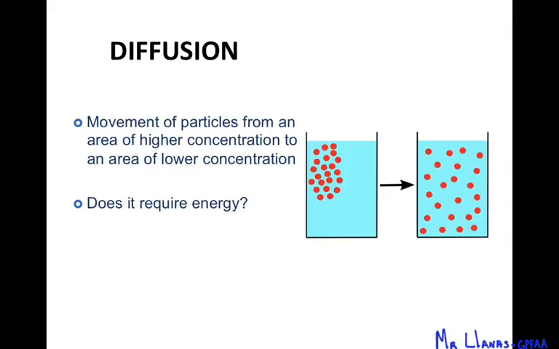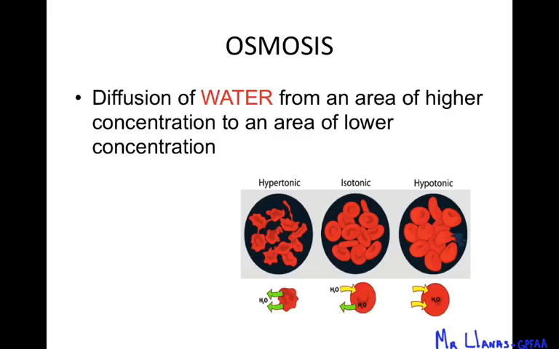Diffusion, the first example, is just moving particles from an area of high concentration to low concentration, and it does not require energy. This has nothing to do with water. Okay, diffusion is just any type of particle, gas, ion, any type of liquid, not just water. Okay, but when we're talking about water, when we're being very specific and we're talking about the diffusion of water, then we call that osmosis. Okay, and this is the diffusion of water from high to low concentration.